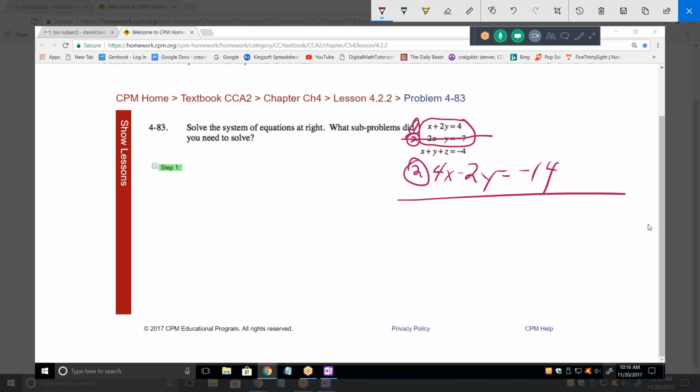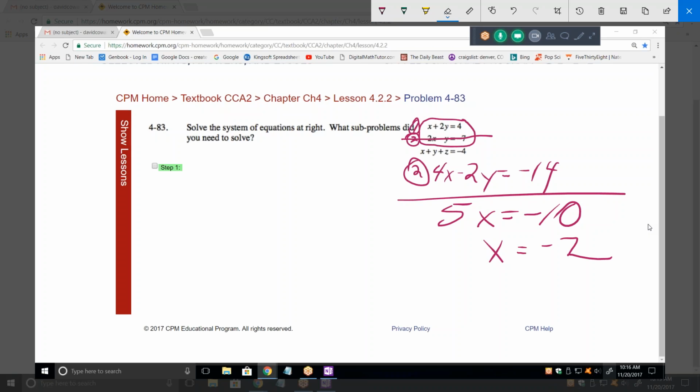But notice that now what happens if I add equation 1 to equation 2? You eliminate one of the variables. And it doesn't matter which one. Your goal is to eliminate one of the variables. Well, we're going to eliminate y. So what's the resultant? Would it be 5x equals negative 10? So now you got x equal minus 2.